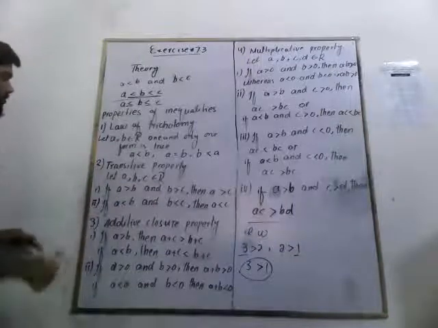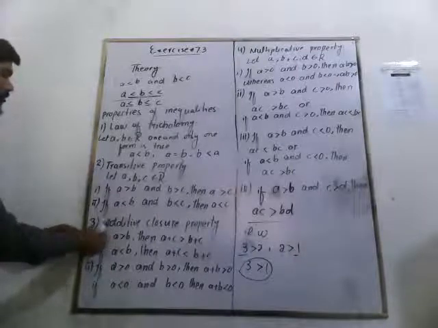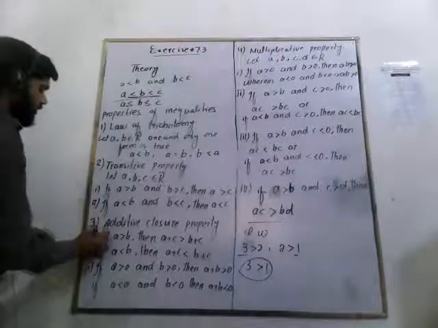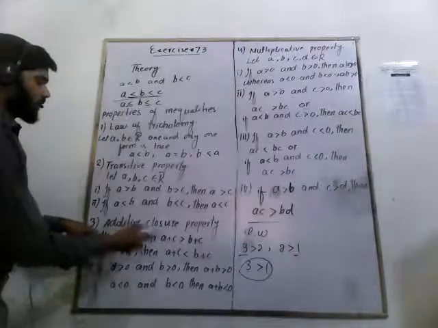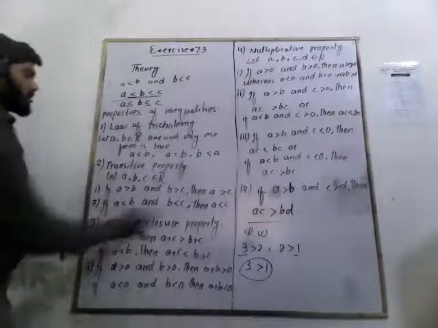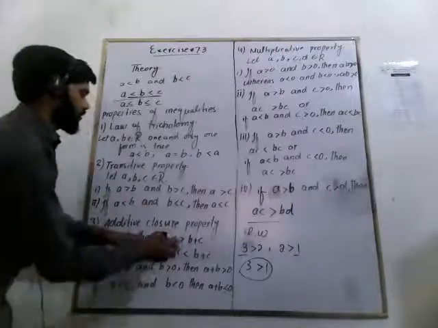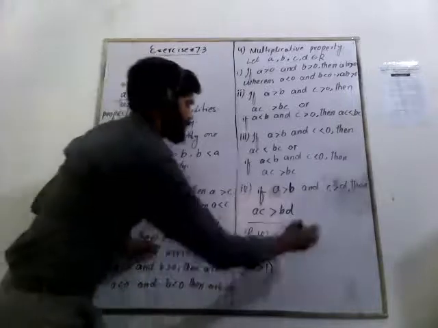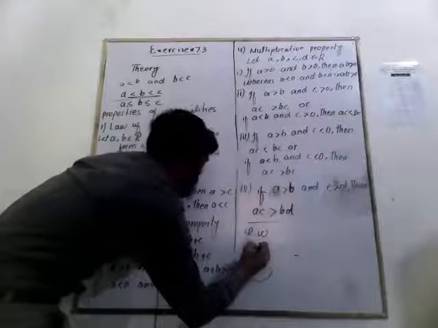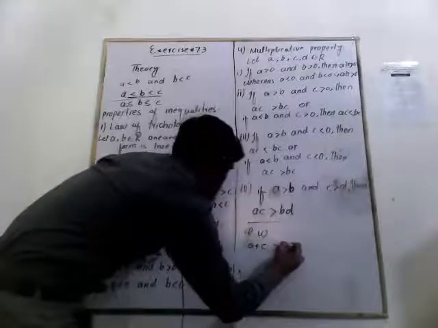Now the third one is the additive closure property. If a, b, c belong to real numbers, then in the first case, if a is greater than b, then a plus c is greater than b plus c. c is a constant number, so there will be no change. It means for a, you will see a plus c is greater than b plus c.